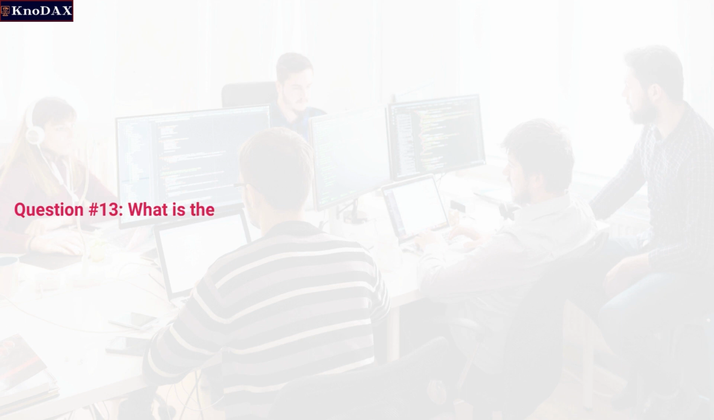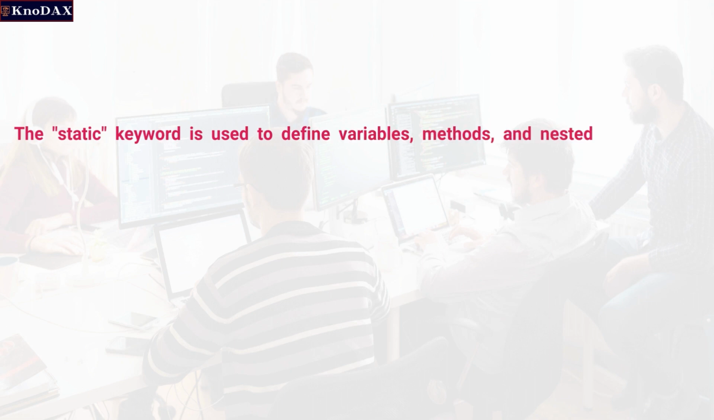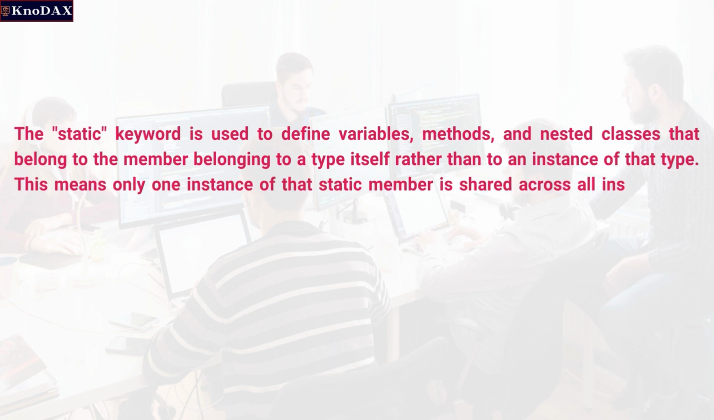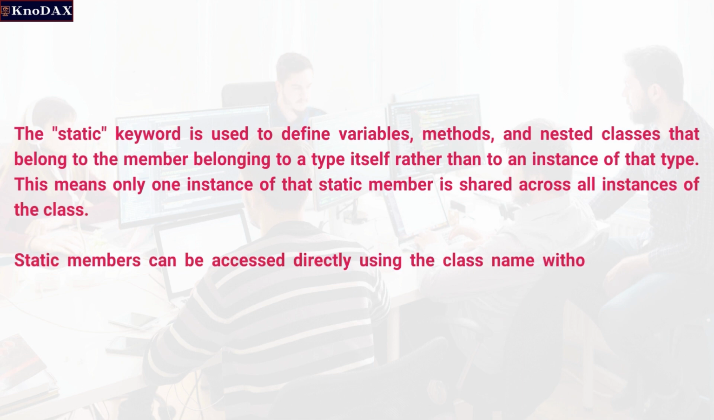What is the use of the static keyword in Java? The static keyword is used to define variables, methods, and nested classes that belong to a type itself, rather than to an instance of that type. This means only one instance of that static member is shared across all instances of the class. Static members can be accessed directly using the class name without creating an object of the class.